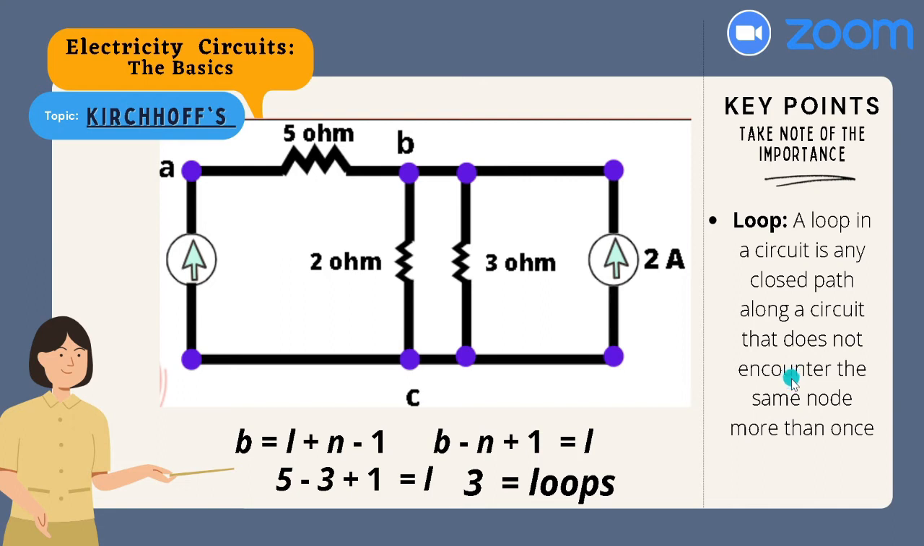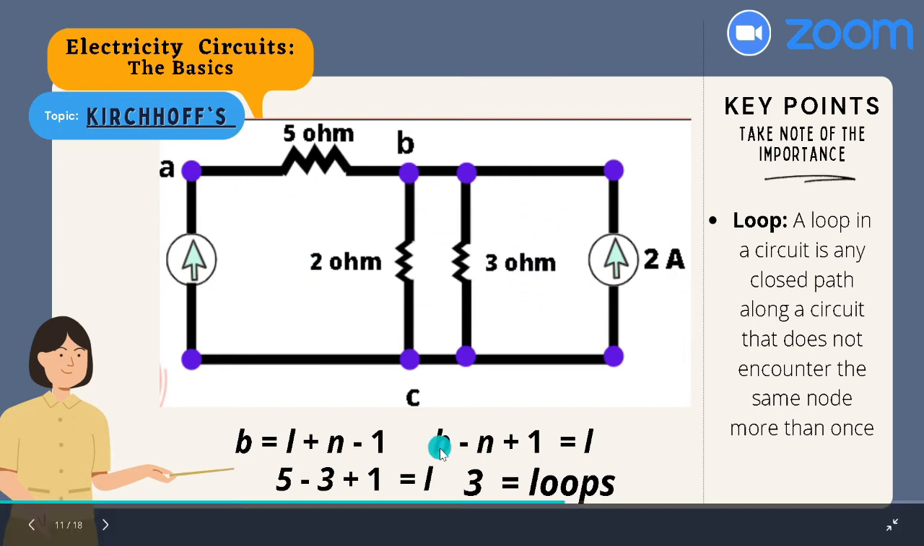As long as we have any closed path, we can create a loop. This is done counterclockwise, from here to here, here to here, here, and here. Counterclockwise. To substitute it, 5 minus 3 plus 1. This is already arranged from here to here.